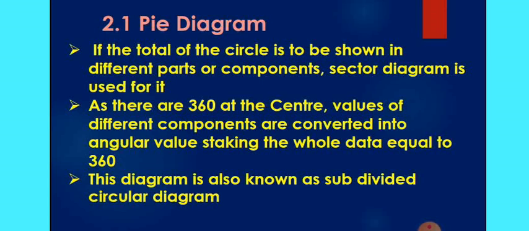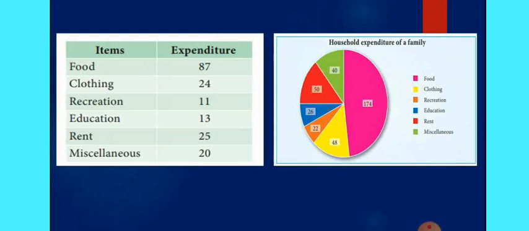From the example, we can understand the pie diagram. Okay, see this is an example. They gave the items and the corresponding expenditures. Food 87, clothing 27, like this is given. So what do you do? First of all, you add the total. Then convert into angle, where the total angle is 360. You multiply each one by 360 divided by total, and we get the corresponding central angle. After that, using the angles, you draw the circle.